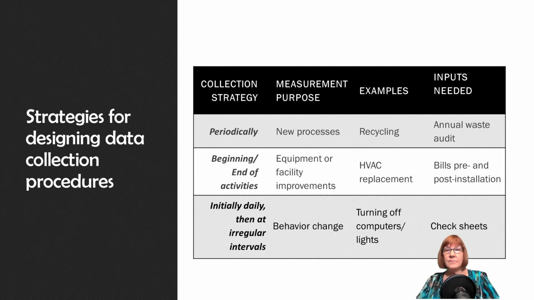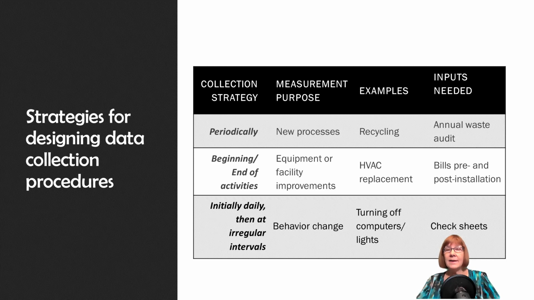So measuring periodically is something that you would do for new processes like recycling. I say that because you might do an annual waste audit to see if they're sticking with what they said they were going to do. You probably aren't going to do a frequent waste audit because they're nasty things, it's a dirty job. So annual might be the best choice.